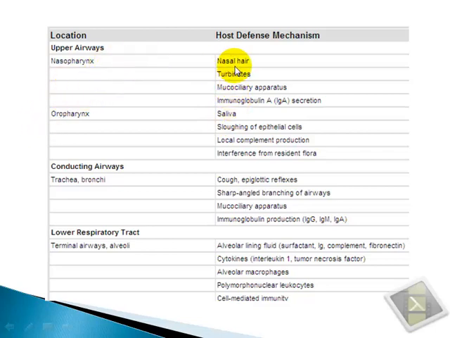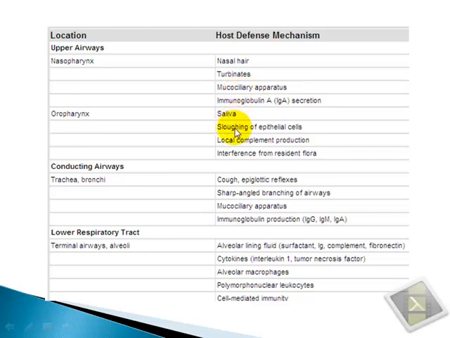You have the nasal hair, you have the turbinates, mucociliary apparatus, immunoglobulin secretion, because it is a mucosa, so we'll have immunoglobulin A, basically IgA secretion. The mucociliary apparatus basically produces mucus and will trap whatever gets into your lungs and will try to throw it out. Cilia have the same function. They move in a retrograde fashion, and they will throw out the things if they enter your lungs.